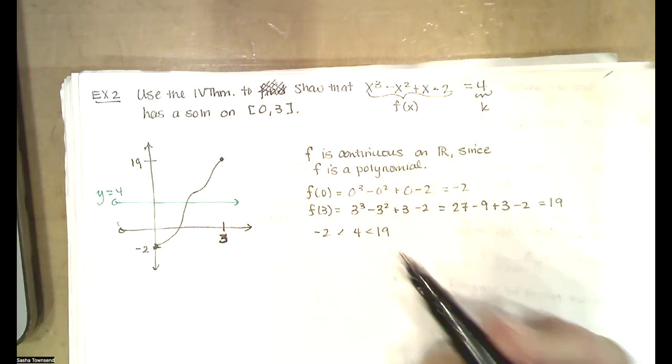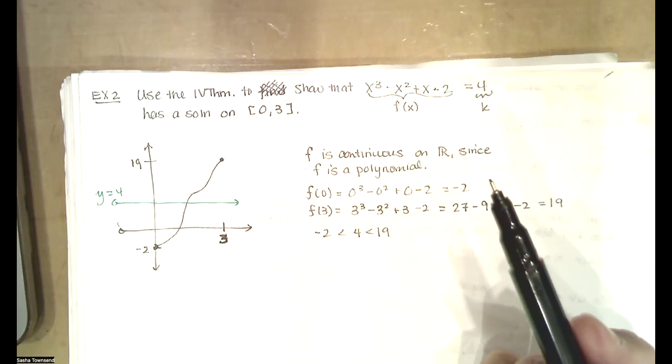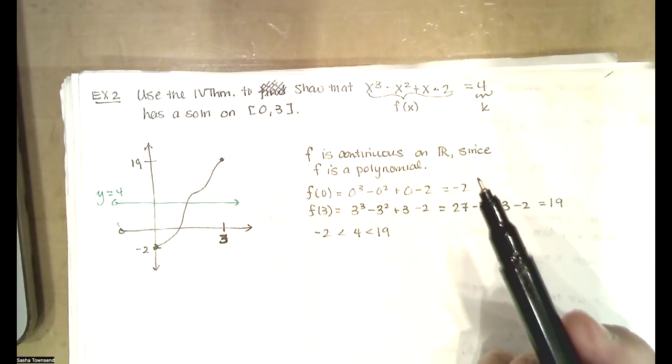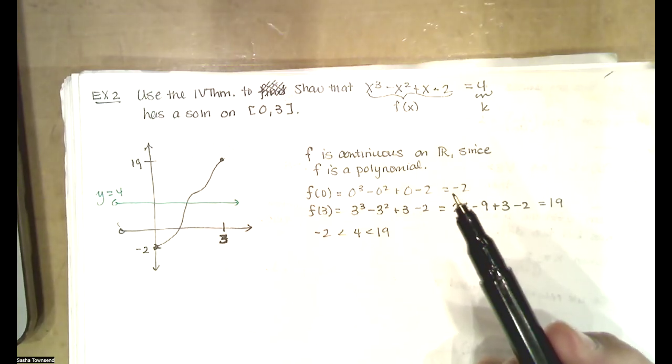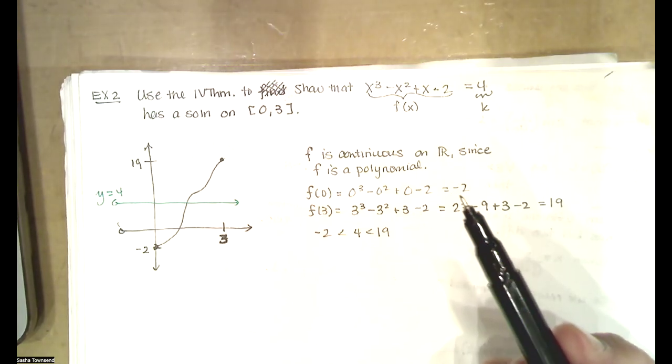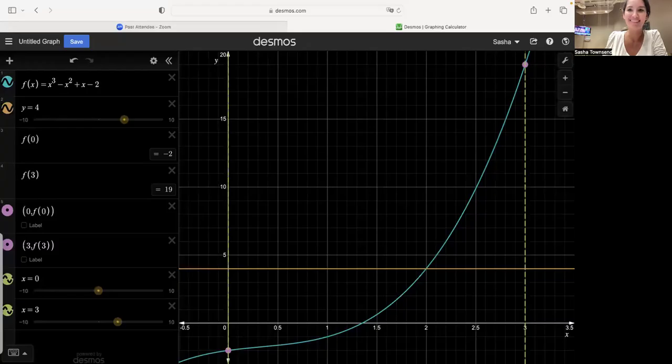Now, if we wanted to, we could actually solve that equation for x. Since it's a polynomial equation, we actually know how to solve it. But it might be easier to just look at the graph on Desmos.com and solve it graphically. So let's do that. Okay, so this is our function. For example 2, we have x cubed minus x squared plus x minus 2.